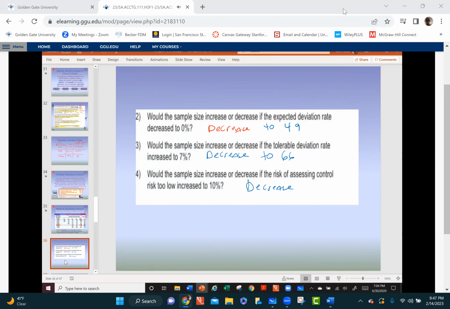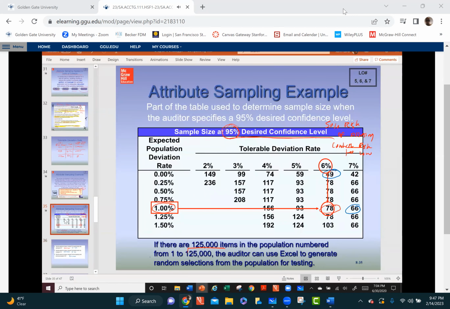So would sample size increase or decrease if the expected deviation rate decreased to 0%? Remember, we said it's a what? Direct relationship. If my sense with this client is that they're pretty good, they don't make a lot of mistakes based on previous audits or whatever, my expected deviation rate goes to 0%. The table's telling me, since you have previous experience, nothing replaces auditor judgment. Since you have previous experience with this client, that will affect your sample size here.